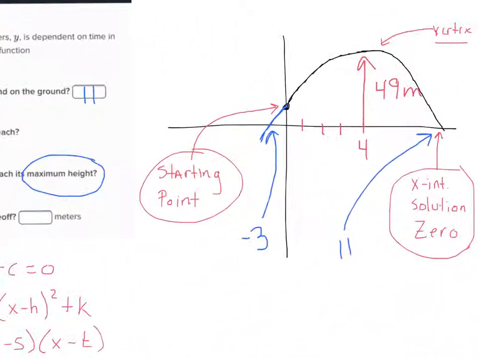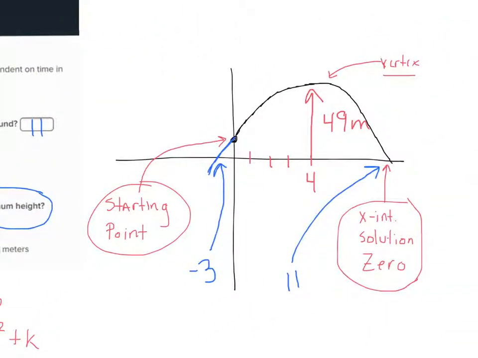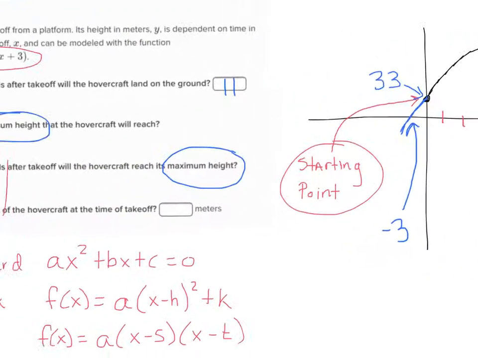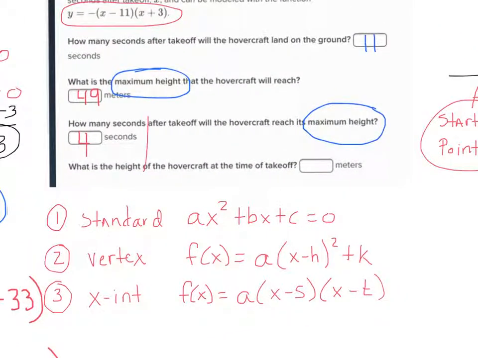Okay, so when we look at our graph, the y-intercept is 33. So how high off the ground was the hovercraft when it started flight? The answer is right there on the board. 33 what? Meters. Okay. The initial height of the hovercraft is the y-intercept, right? Because I told you the y-intercept is the starting point.